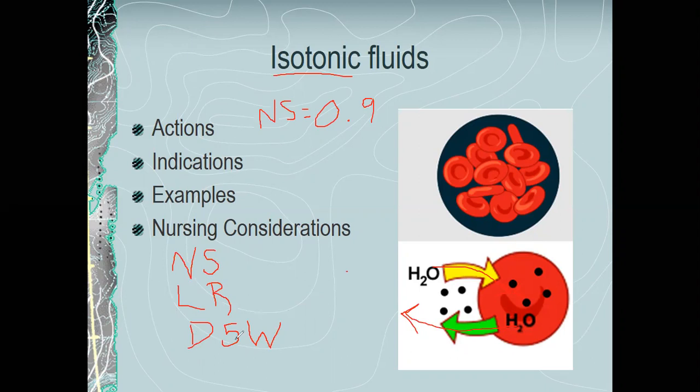So some things to consider as a nurse administering these medications is use isotonic fluids with caution in patients with cardiac and renal disease because they're going to be at risk of fluid volume excess and being overloaded. So think about, how do you know if that's happening? How do you know if your patient is becoming overloaded and has fluid volume excess?